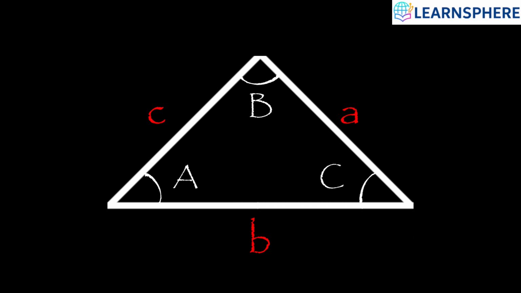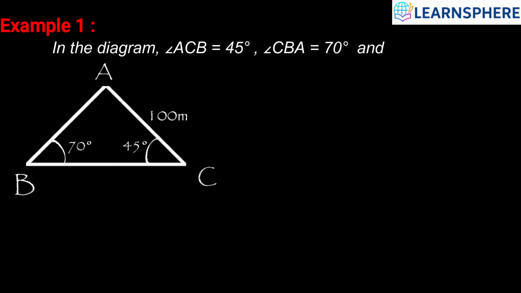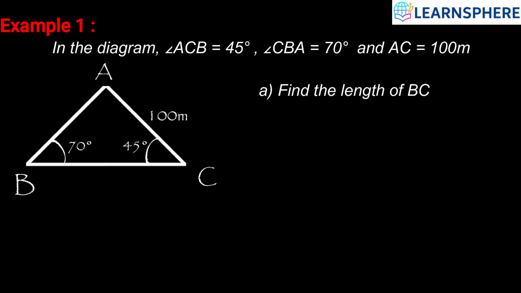Let's go on to example 1, where we have the question: in the diagram, angle ACB equals 45 degrees, angle CBA equals 70 degrees, and AC equals 100 meters. And we are asked to find the length of BC.